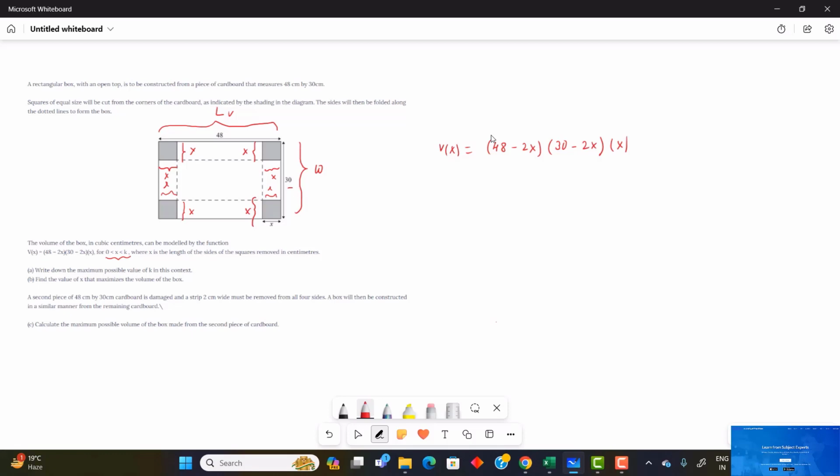So to find the maximum value of x, we can equate this as 2x is equal to 30 or x is equal to 15. This is the maximum possible value of x, which is equal to k, which is equal to 15. Now in the second part of the question, they are asking us to find the value of x that maximizes the volume of the box. An equation for the volume of the box has been given.